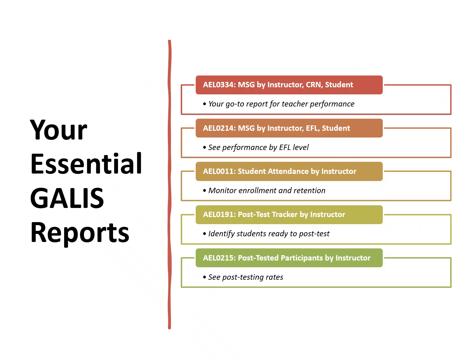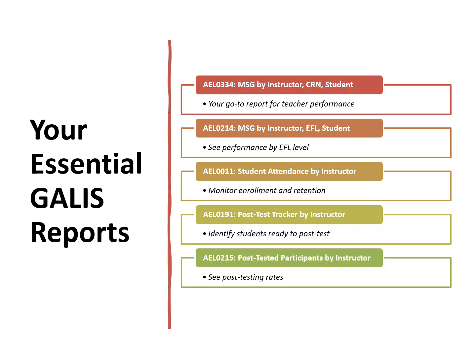There are many reports in GALIS, but these 5 are your essential toolkit for monitoring teacher performance. Let me walk through each one. Report AEL 0334 is MSG by instructor, CRN, and student. This is your go-to report. This shows you each instructor's MSG performance and lets you drill down by class and individual student. You'll use this report most frequently to monitor overall teacher performance.